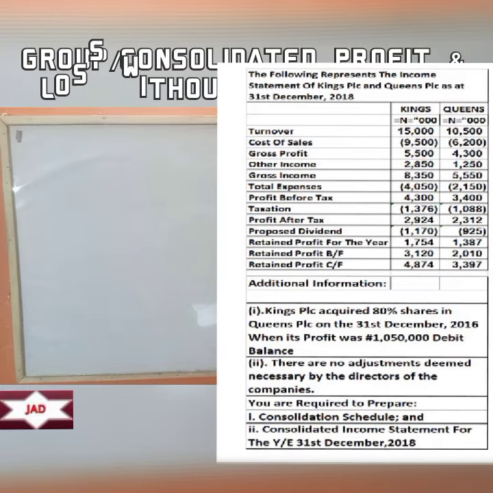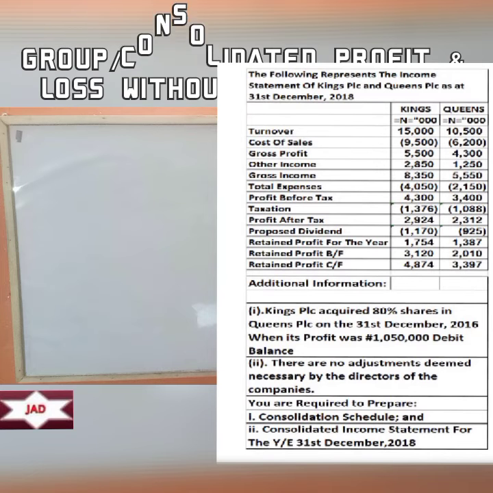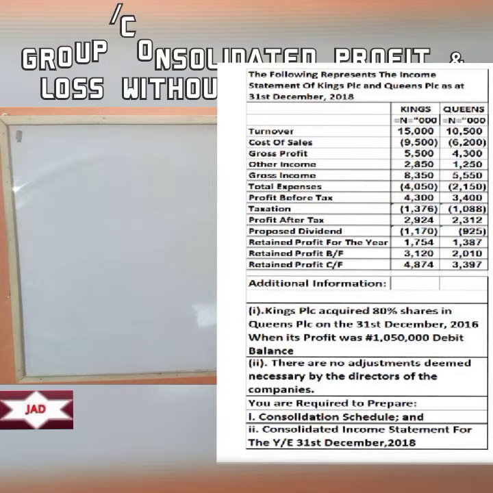They said Kings PLC acquired 80% shares in Queens PLC in 2000 when its profit was 1,050 million debit. Okay, there's a loss there. So there are no adjustments deemed necessary by the directors for the companies. You are required to prepare the consolidation schedule and consolidated income statement for the year ended 2018.